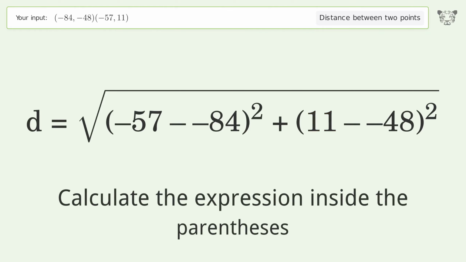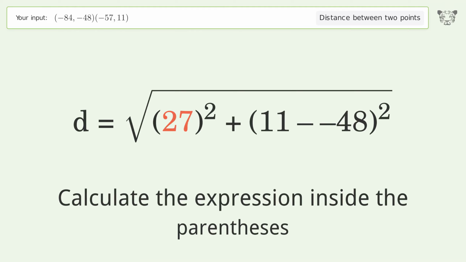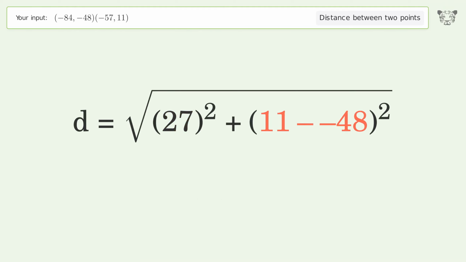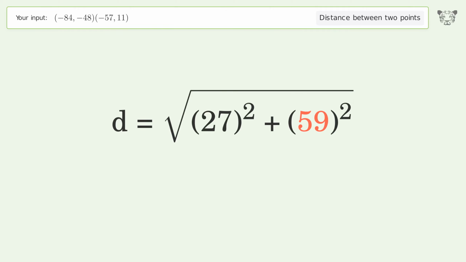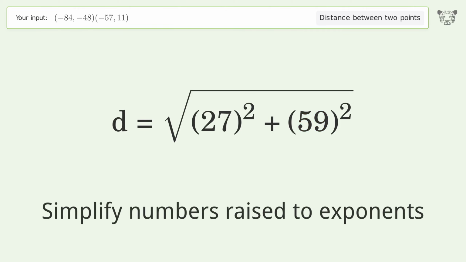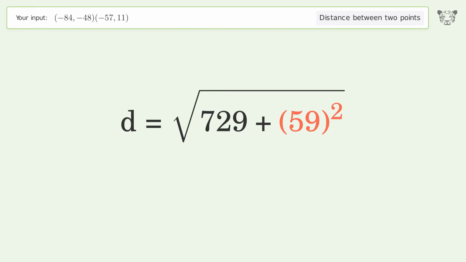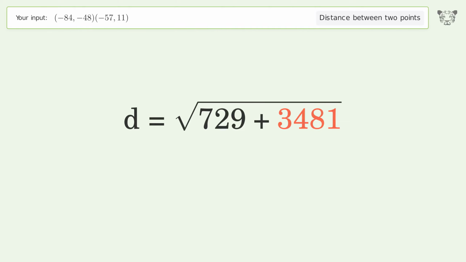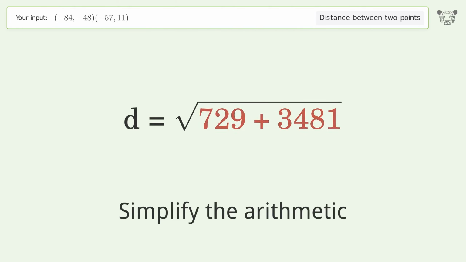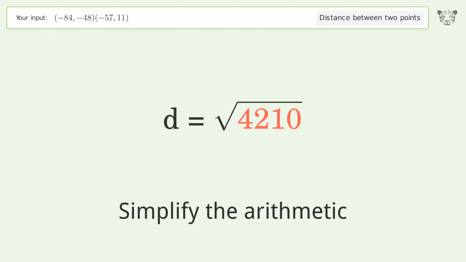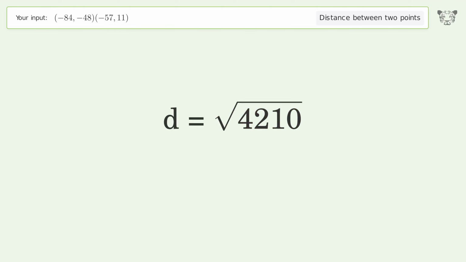Calculate the expression inside the parentheses. Simplify numbers raised to exponents. Simplify the arithmetic. And so the distance between the 2 points is the square root of 4,210 or 64.885.